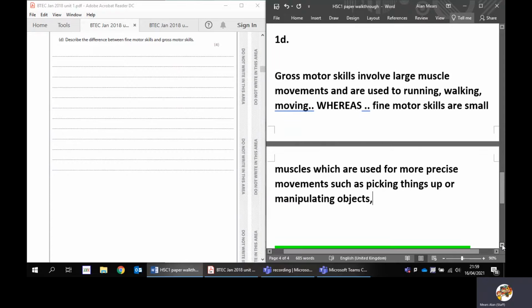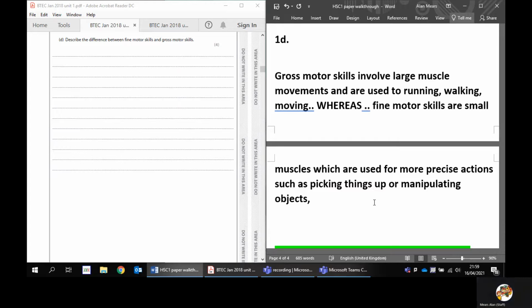We've defined it. What are the gross motor skills? Large muscles. We've then given examples: running, walking, moving. Seesaw word in the middle, whereas, and then fine motor skills are small muscle movements and are used for more precise. I'm going to change movements to actions rather than using the word movements again. More precise actions such as picking things up or manipulating objects. So I think again that's quite a simple definition. What it is, here's an example, whereas here's the other thing, here's an example of the other thing. So there we go, that's 1D covered.